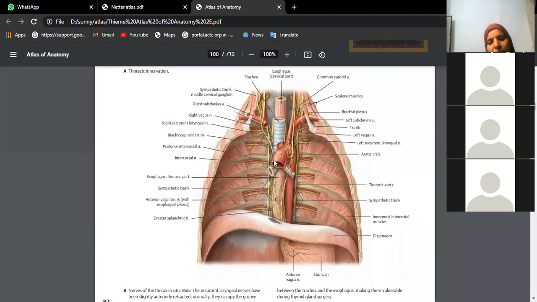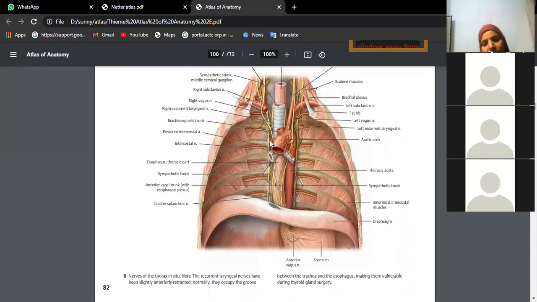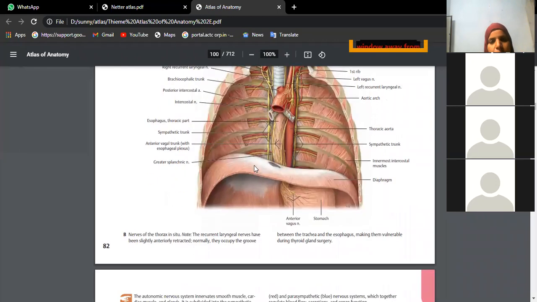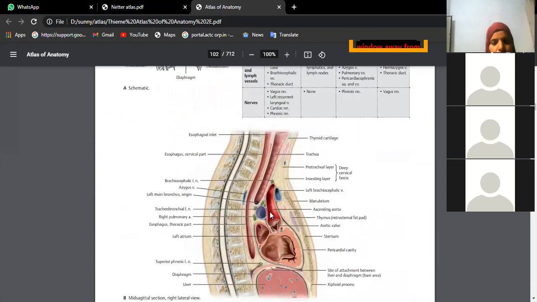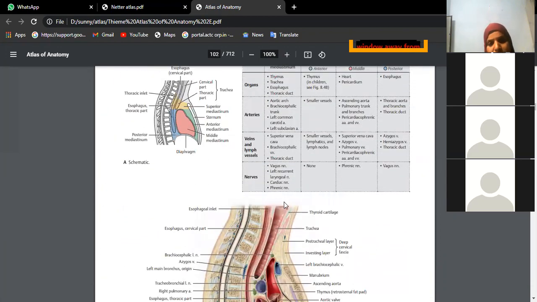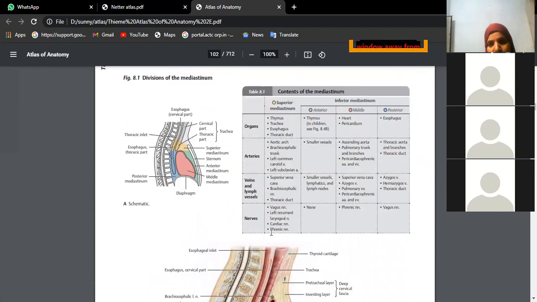We also find right and left phrenic, right and left vagus, sympathetic chain, van structures. Costal groove at the lower border, you have to check for van structures. See here, true mediastinum is shown, but actually, please go through or you can take a screenshot of this. Everything is given. Contents of mediastinum: superior, anterior, middle and posterior.